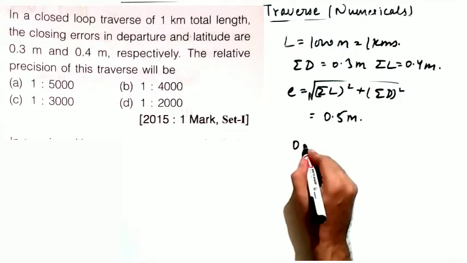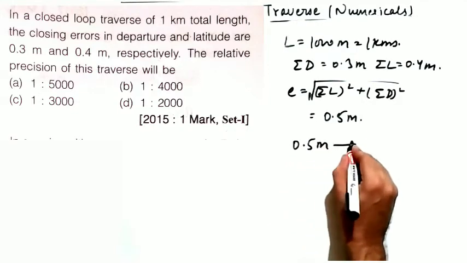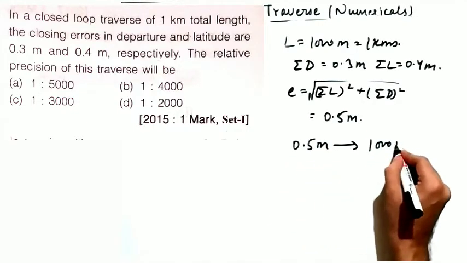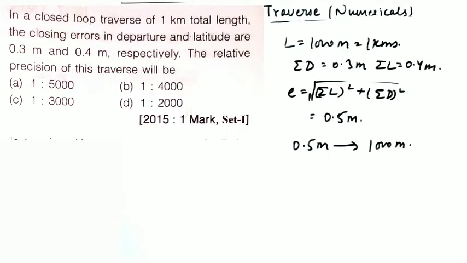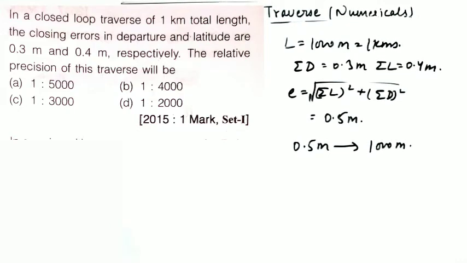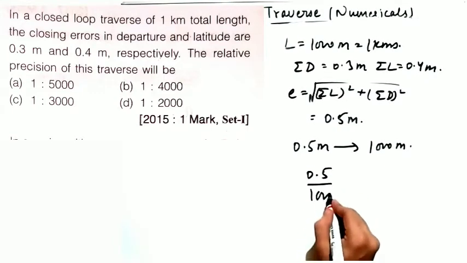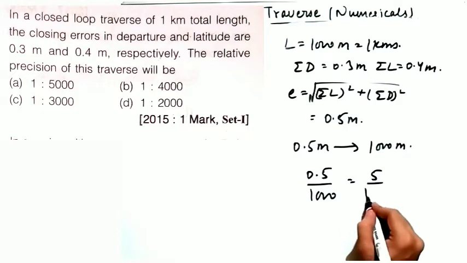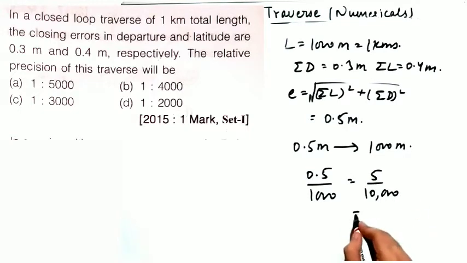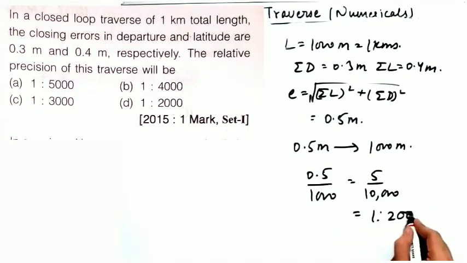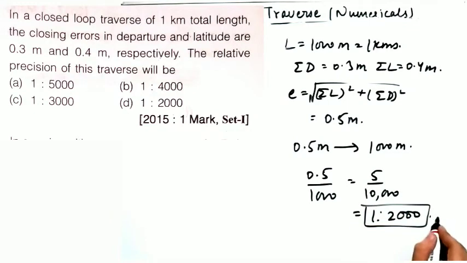Now you can see that there is an error of 0.5 meter in just 1000 meters. So this is what relative precision means: how much is the error in how much of the length? So this will give you the relative precision. It will turn out to be 5 divided by 10,000, so it will be 1:2000. So this is the relative precision.